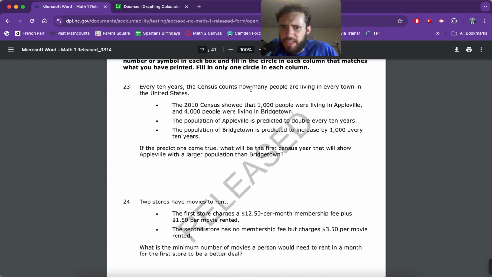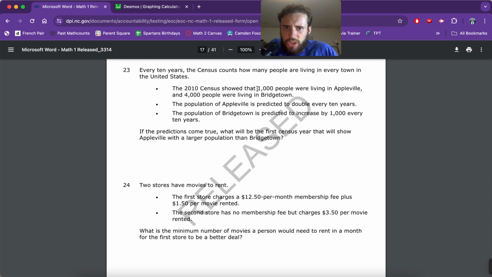All right, every 10 years, the census counts how many people are living in every town in the United States. The 2010 census showed 1,000 people living in Appleville and 4,000 people living in Bridgetown. The population of Appleville is predicted to double every 10 years. The population of Bridgetown is predicted to increase by 1,000 every 10 years. Even though we have a calculator, I think the best way to do this would be with a table. What are they asking for? What will be the first census year? They do the census every 10 years.